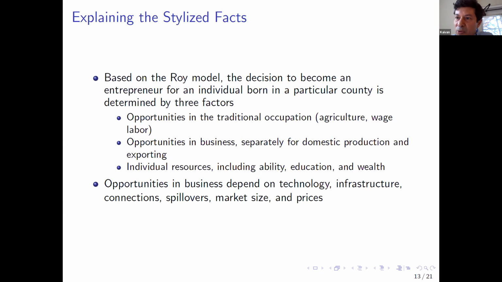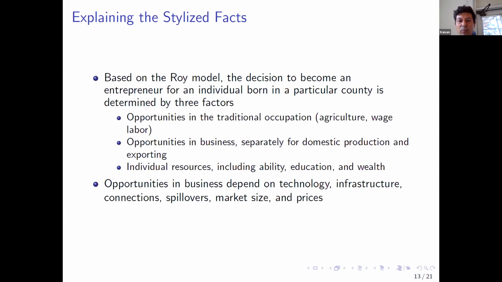And to be consistent with the preceding discussion of the Roy model, I'm going to think about all of this in some sense as the individual's ability. Okay, that's the variable among which individuals will be selecting or sorting. Now, when you think about opportunities in business, we can be completely general here. This could be access to technology, infrastructure, connections, spillovers, market size, prices, and all of these things could vary across birth counties and over time.